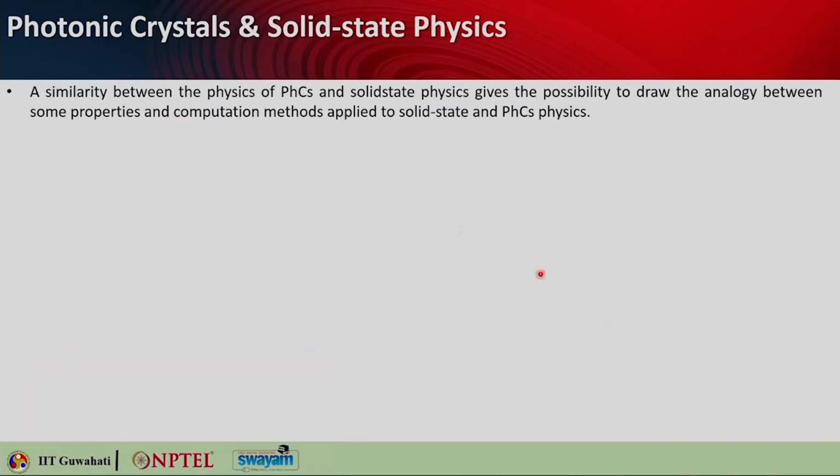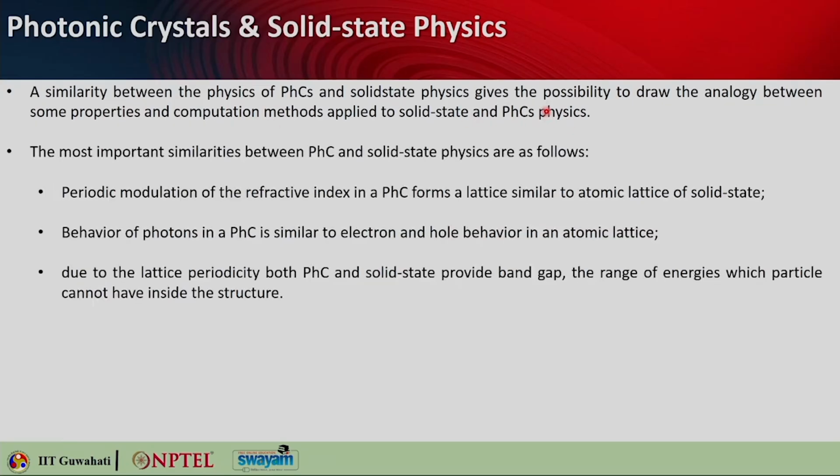The similarity between the physics of photonic crystals and solid state physics has given us the possibility to draw an analogy between some properties and computational methods applied to both solid state physics and photonic crystal physics. Okay. The most important similarities are the following: the periodic modulation of refractive index in a photonic crystal forms a lattice similar to the atomic lattice of a solid. Okay. So, the lattice structure becomes more or less equivalent. Then the behavior of photons in a photonic crystal is similar or analogous to the behavior of electrons and holes in an atomic lattice.